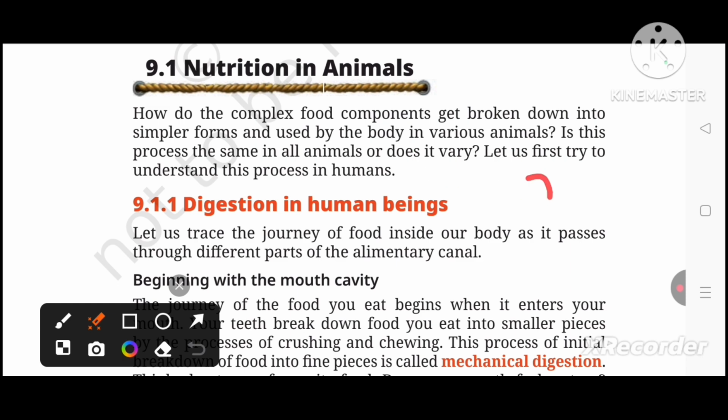Obviously the answer to this question is a no. The process of breaking down complex compounds into simpler forms varies from animal to animal, and we will deal with that in the next session of this chapter. Let us first try to understand this process in humans. We are humans and we are more curious about ourselves, so we are trying to understand the process in human beings first.